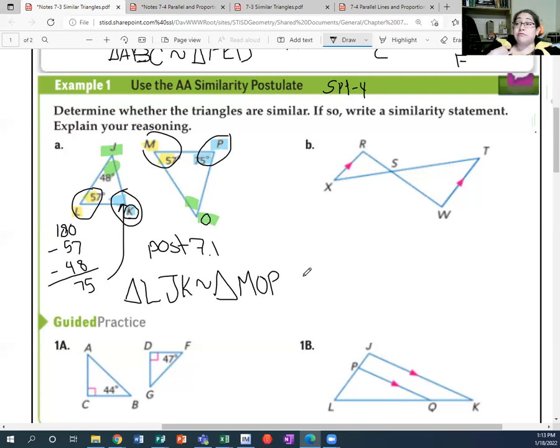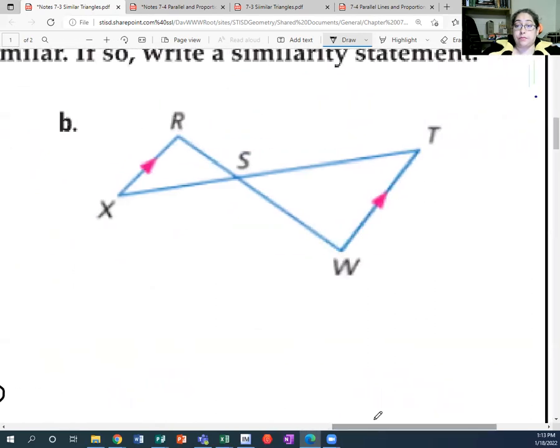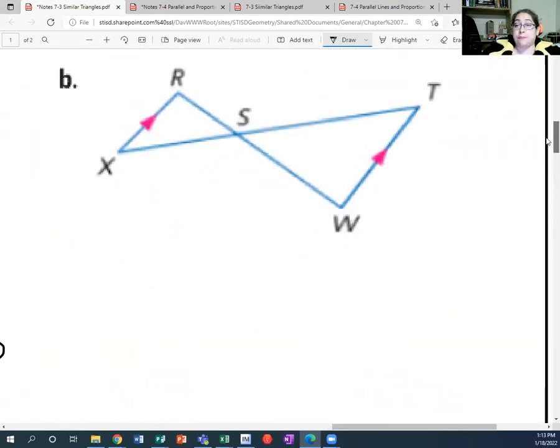Easy enough? When given angle measures, yeah, this is totally easy, but look at example B. There's no angle measures. This one is a little more challenging. I'm going to zoom in a little more closely so that we can take a better look at it. As I'm looking at these two triangles, I have this small one here on the left and I have this slightly larger one here on the right. What things do I notice?